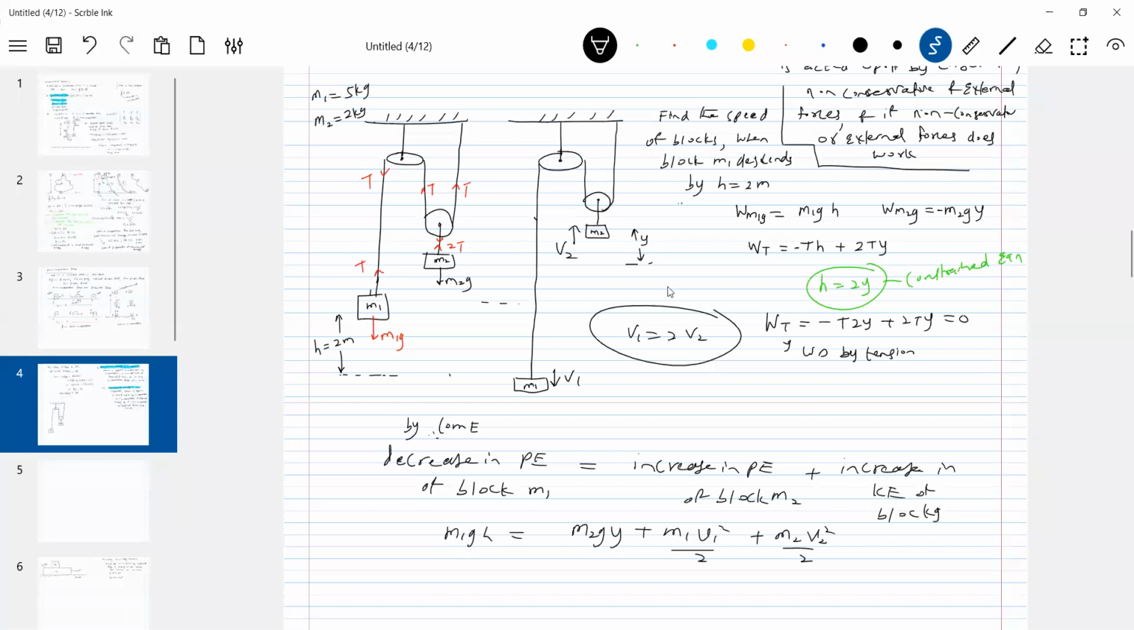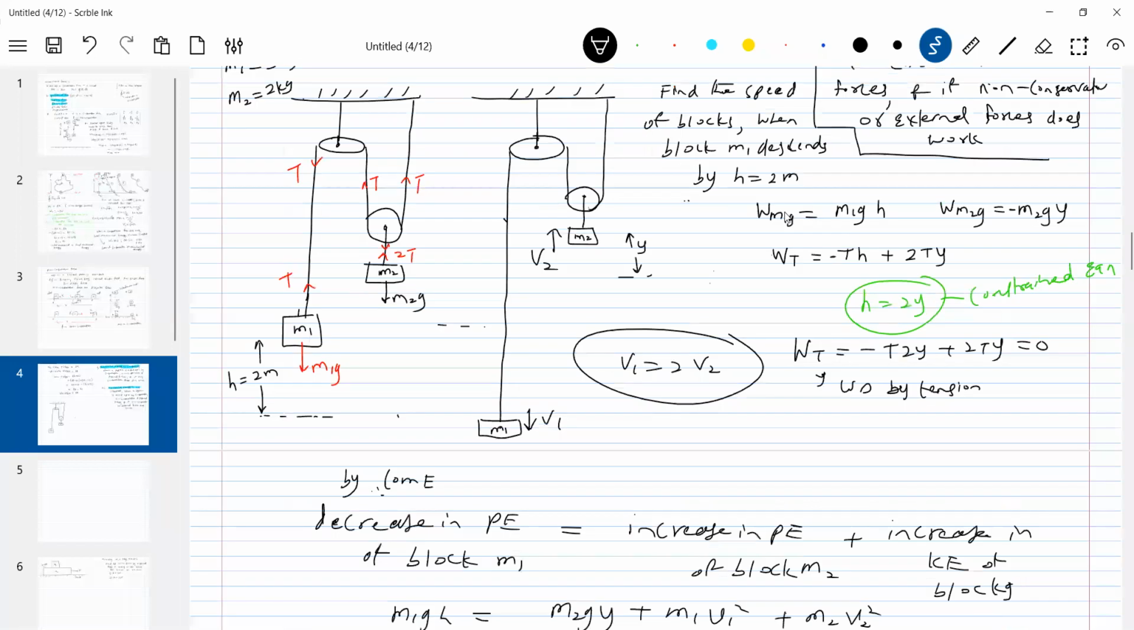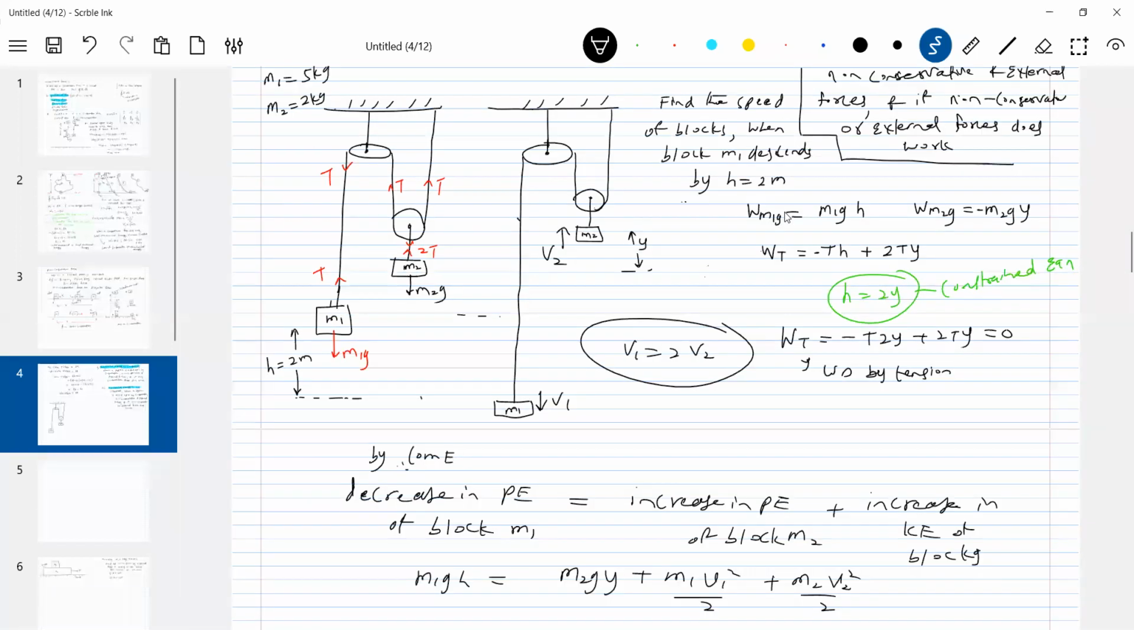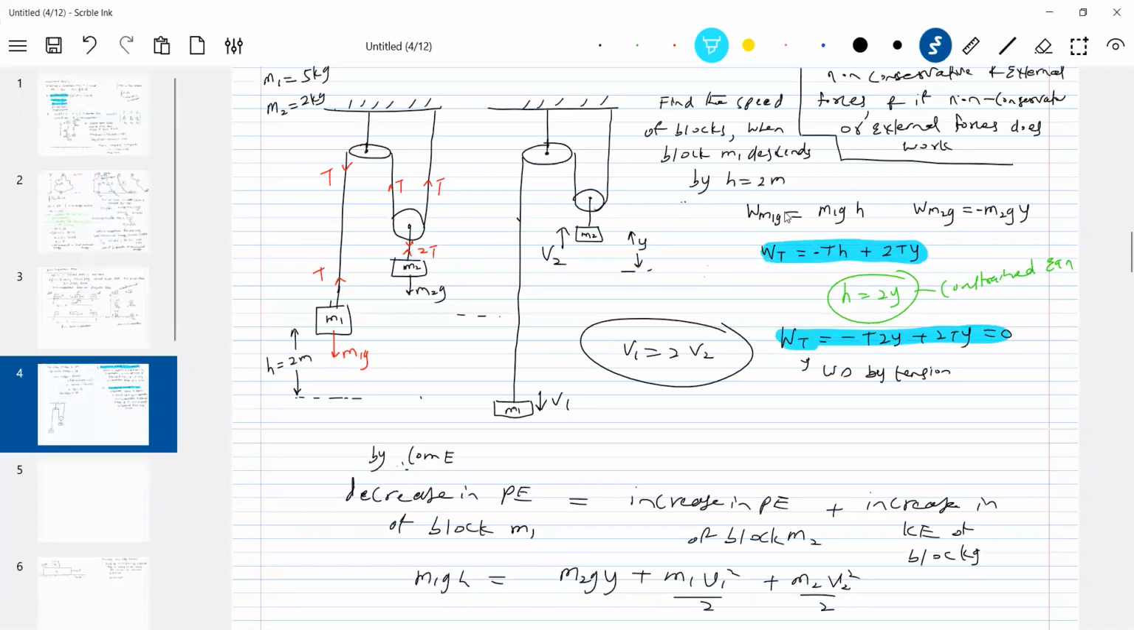I will not blindly apply conservation of mechanical energy. What you should do is take help of this analysis. You are supposed to work out this analysis. This is very important. This is where the conceptual thinking of a student comes into the picture. So for every problem, you list out all the forces acting, then get into the work done by them.